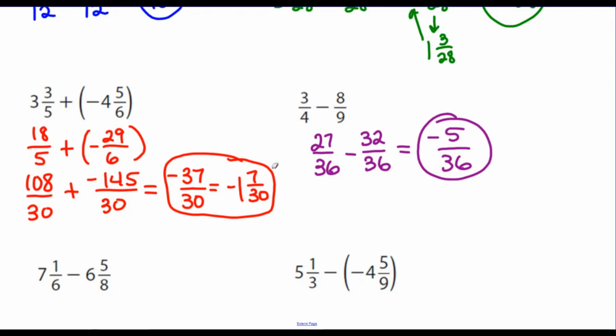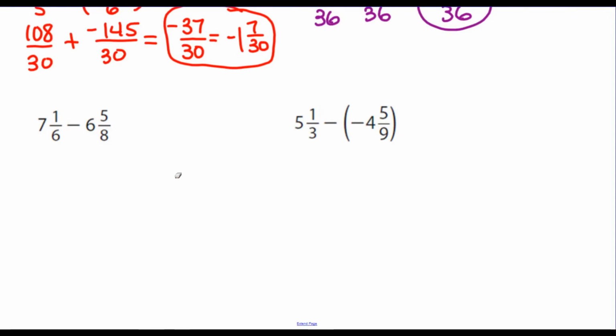Done there. Again, here I have mixed numbers, and I'm subtracting positives here. So actually, I think I'm going to keep these as mixed numbers. I don't have any negative mixed numbers here, so I'm going to leave these as mixed numbers. And my least common multiple of 6 and 8, I believe, is 24. So I'm going to rewrite the fraction parts as 24ths. 1/6 is 4 24ths, and 5/8 is 15 24ths. 8 times 3 is 24, 5 times 3 is 15.